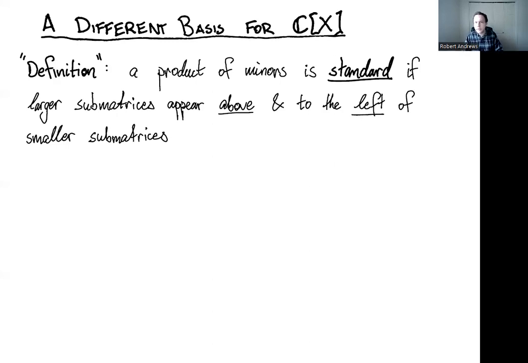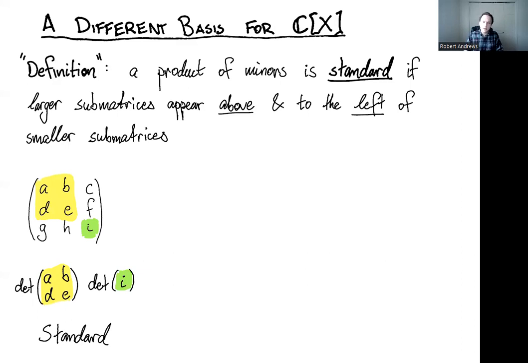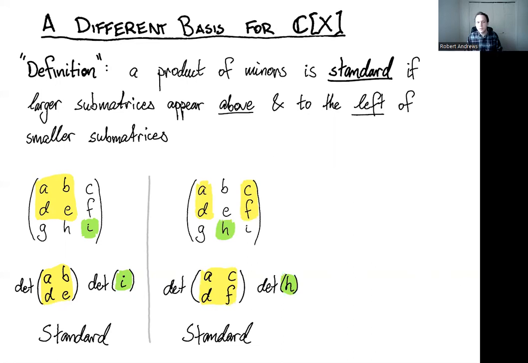So let me show you 2 standard products and a non-standard product. So here's one standard product. So I take a 3-by-3 matrix of variables, and I take the minor corresponding to the top left 2-by-2 submatrix, and the minor on the bottom right 1-by-1 submatrix. I take the product of these 2 minors, and I'll call that a standard product, because the larger submatrix is above and to the left of the smaller one. Another standard product would be if my first minor is on rows 1 and 2 and columns 1 and 3, and the second minor is on row 3 and column 2. Now, the larger submatrix is above the smaller one. It's not strictly to the left, but part of it lies to the left. So this is still okay. We'll still call this a standard product.